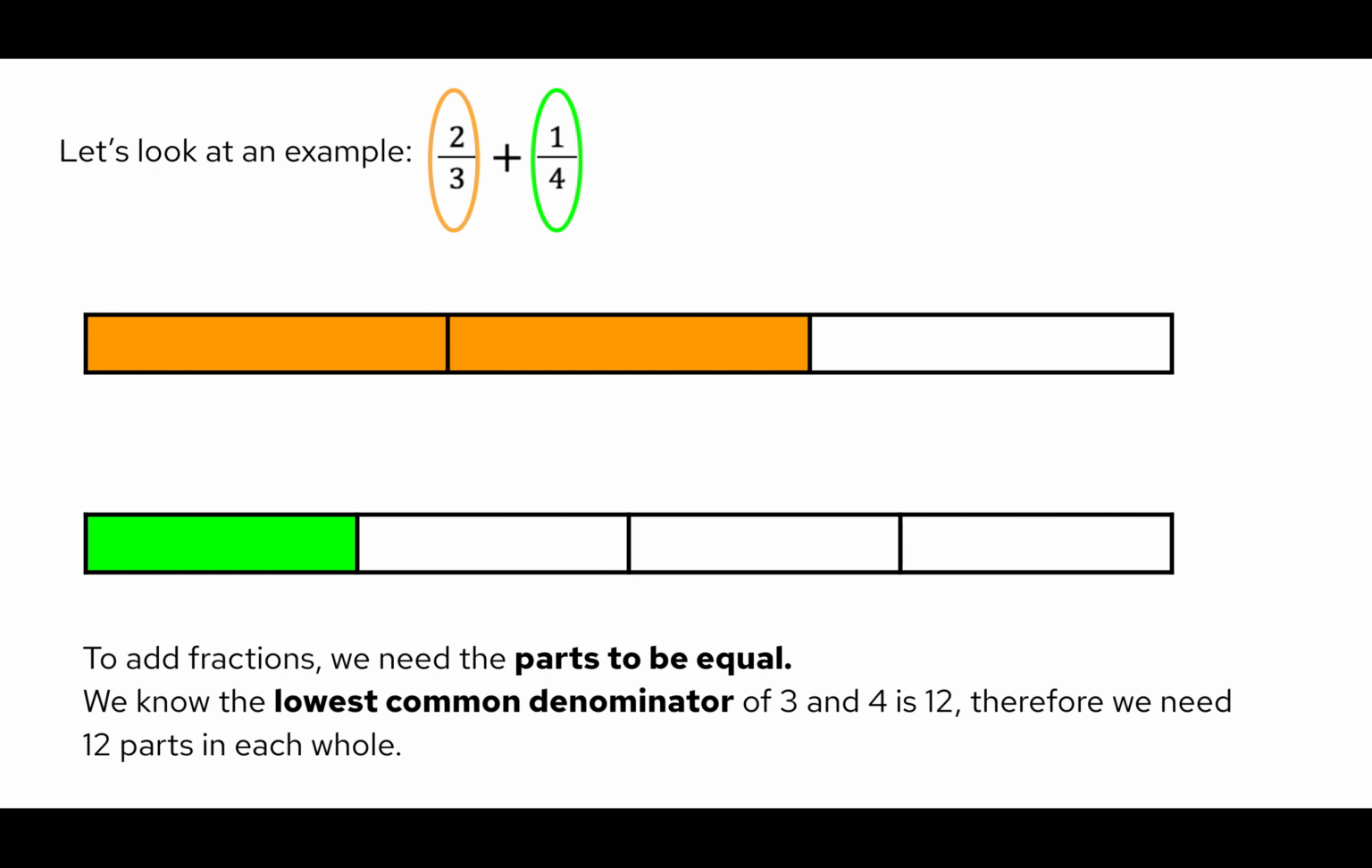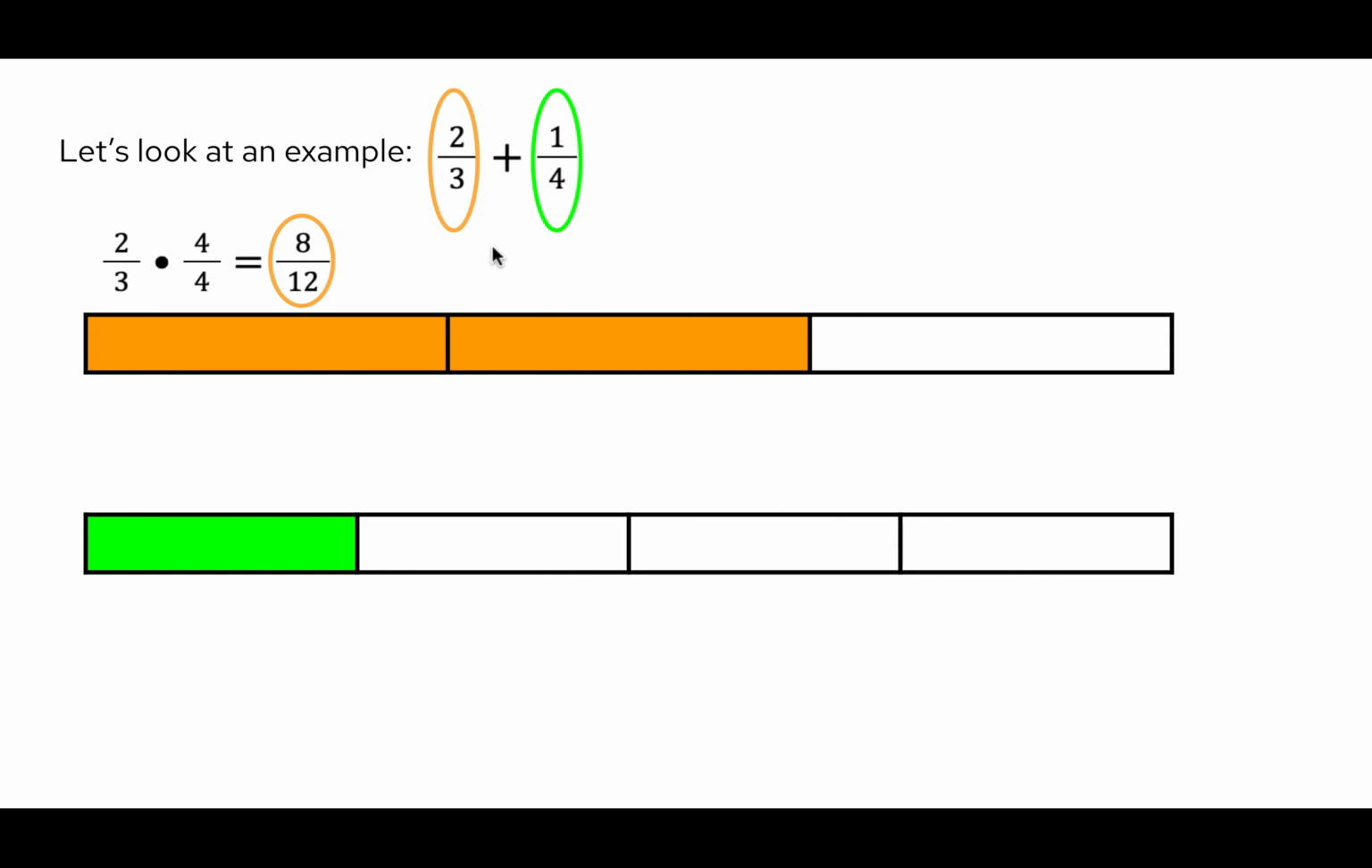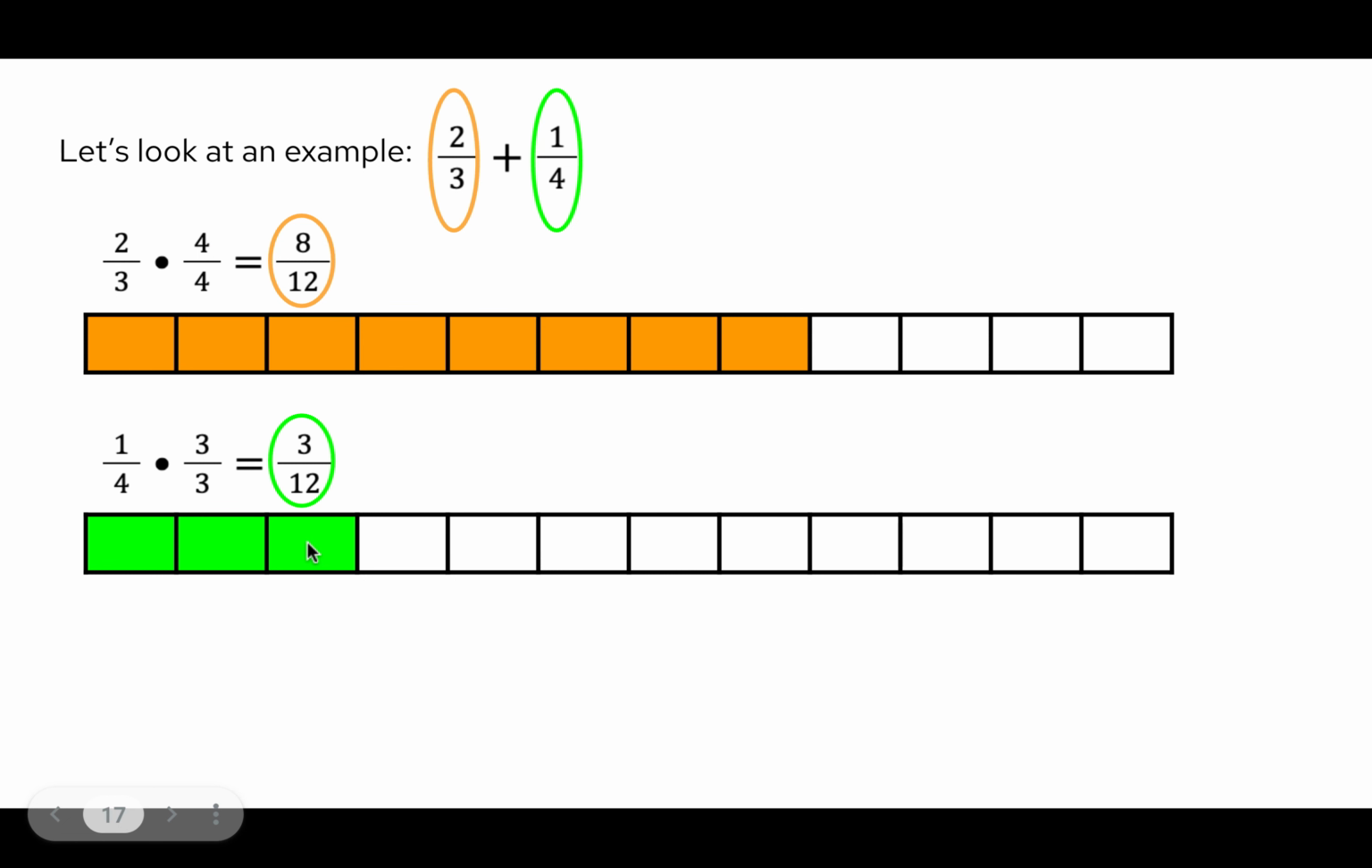So I need to find a common denominator. And the lowest common denominator of 3 and 4 is 12. So therefore, we need to divide them both into 12 parts. So for my 2/3, I can divide it into 8/12. Therefore, there's 12 pieces, but now only 8 of them are in orange instead of 2. Notice it's still 2/3, but the pieces are just a little bit smaller. I'll do the same thing with my 1/4, and 1/4 is equivalent to 3/12. So now I have 3 green pieces, but again, it's equivalent to 1/4 because we have 12 total pieces.